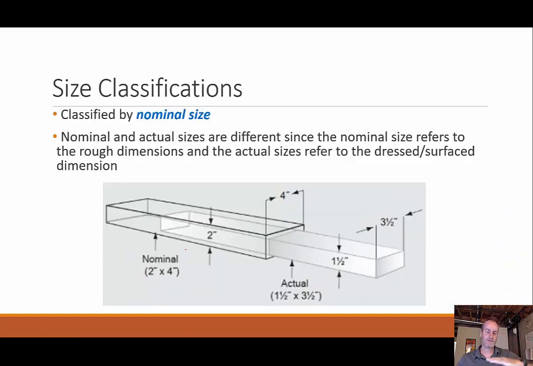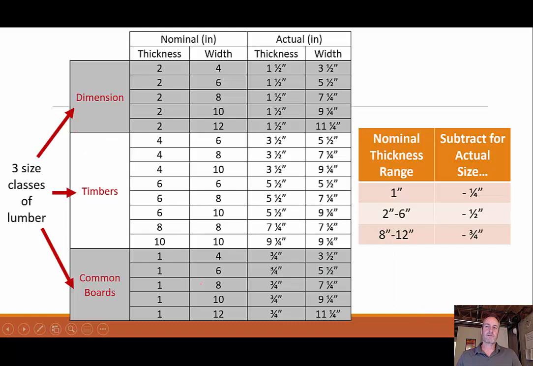So it's like running it through a plane, right? We're removing material in order to get a nice smooth surface, uniform across the entire length of the board. And a 2x4, after we do this process, actually ends up being 1.5 by 3.5. Now there's three general, larger classes that we can talk about with these sizings.